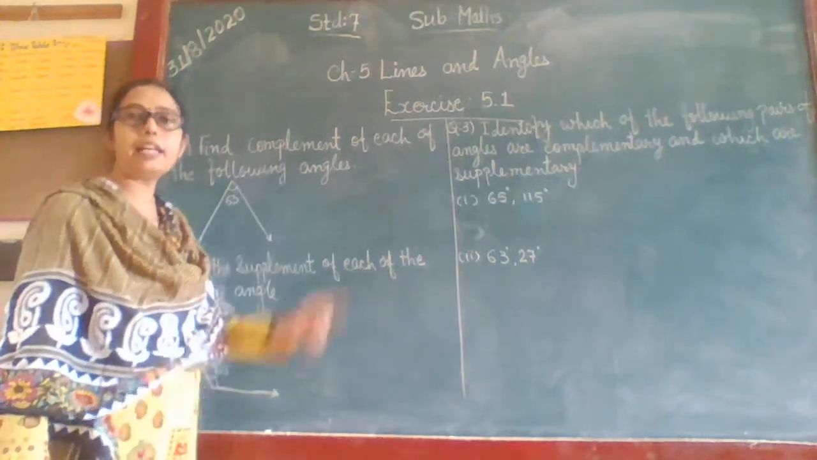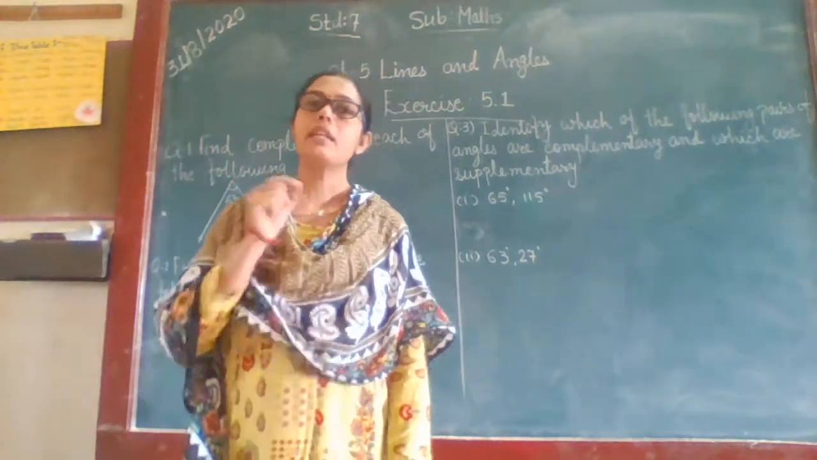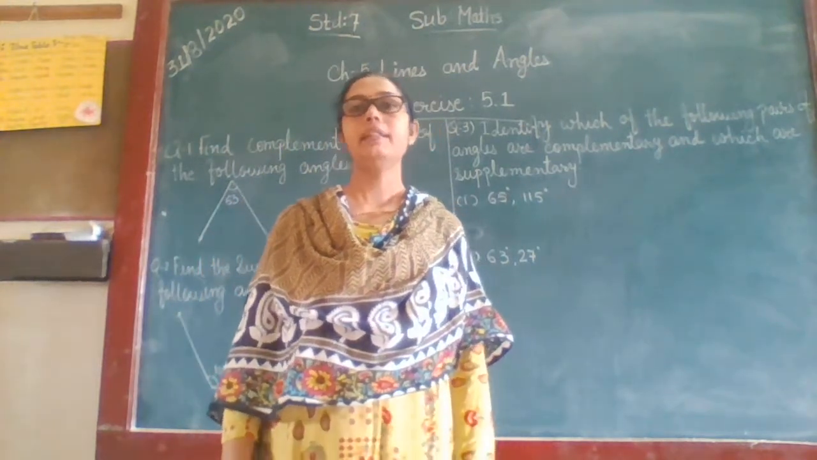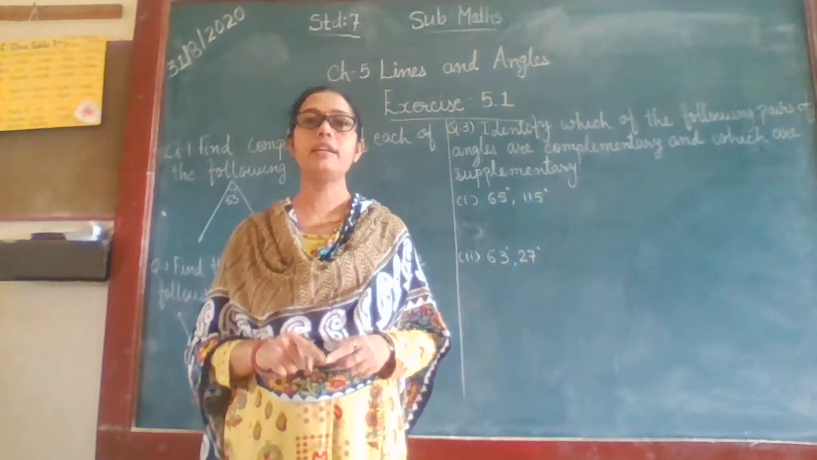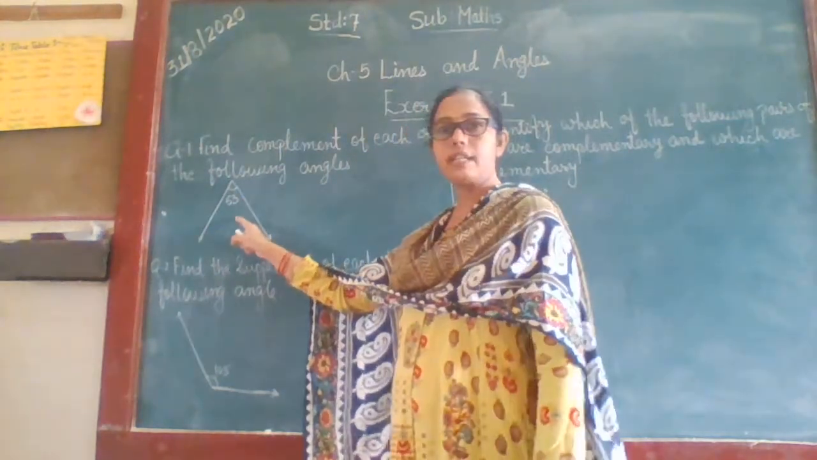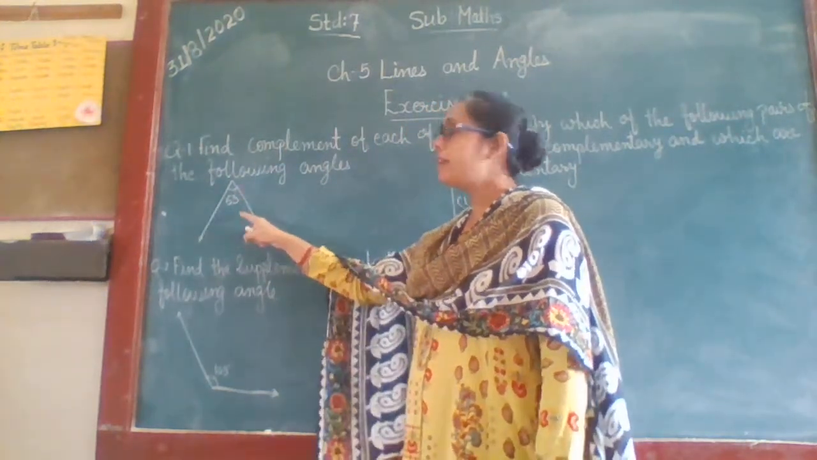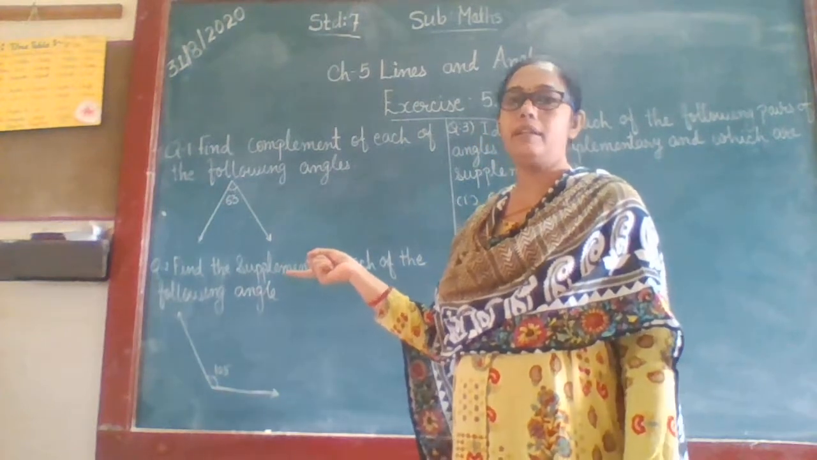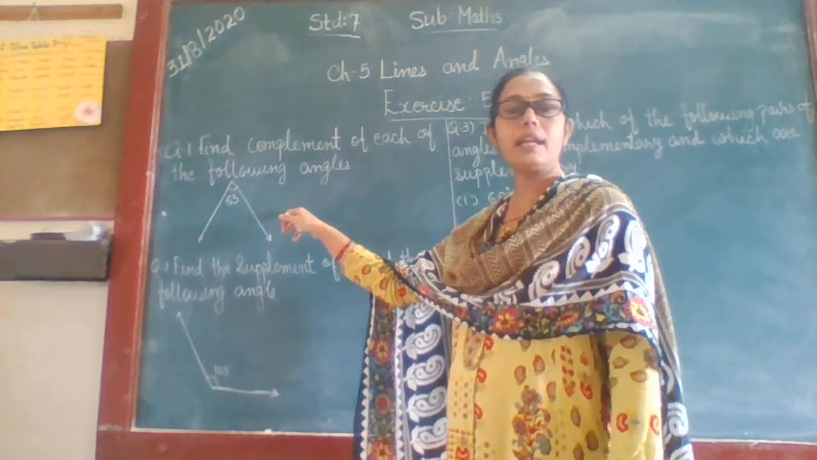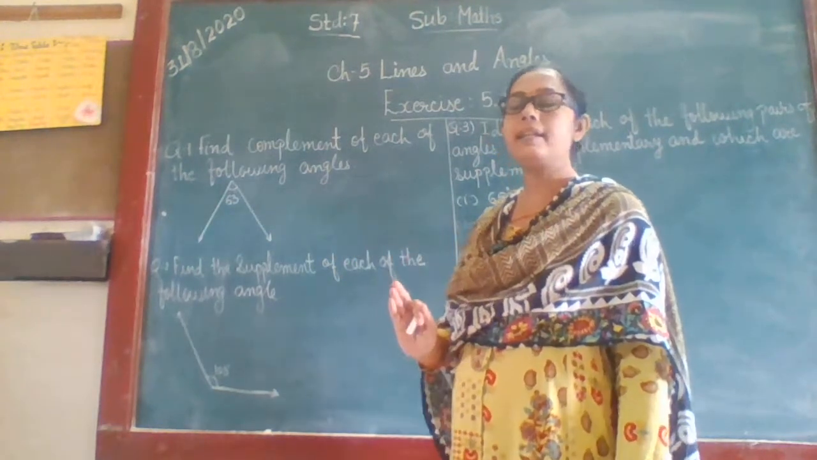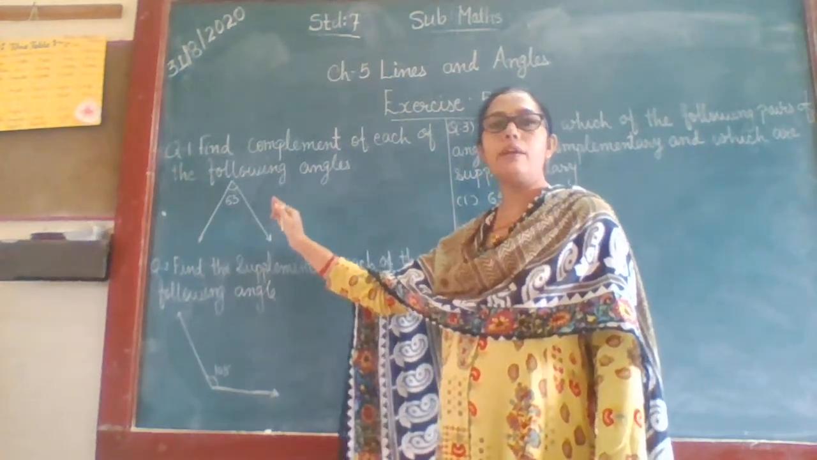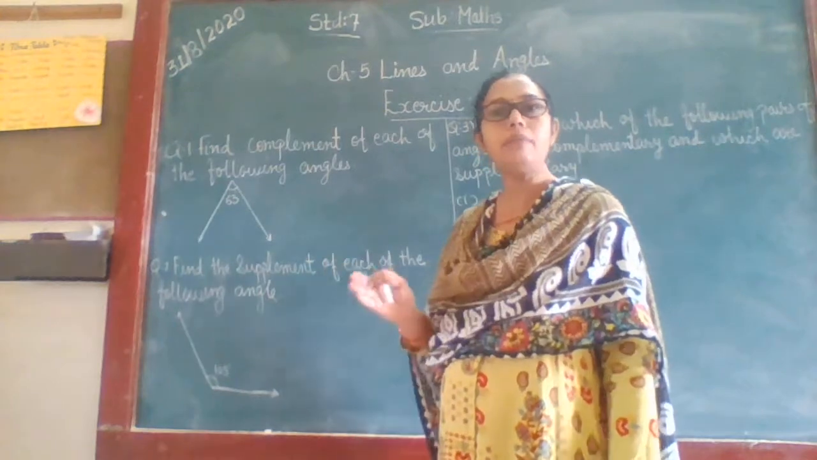So we know what complementary angles are. If the sum of measures of two angles is 90 degrees, then those two angles are called complementary angles to each other. Here one angle is given to us. It is 63 degrees and we have to find its complement. We know that if we add 63 plus the measure of another angle, it should be 90 degrees. Means to find the complement angle of 63 degrees, we have to subtract 63 from 90.